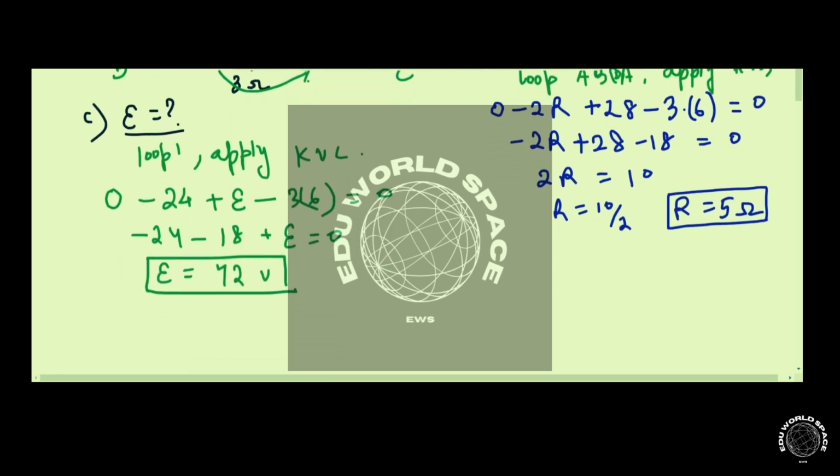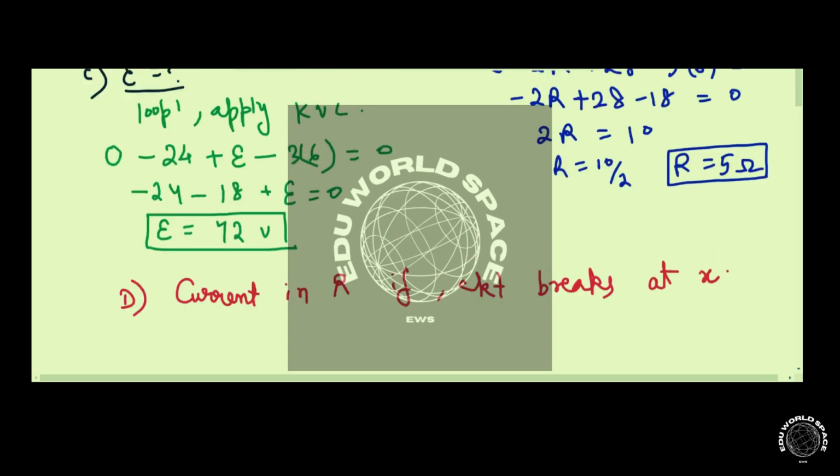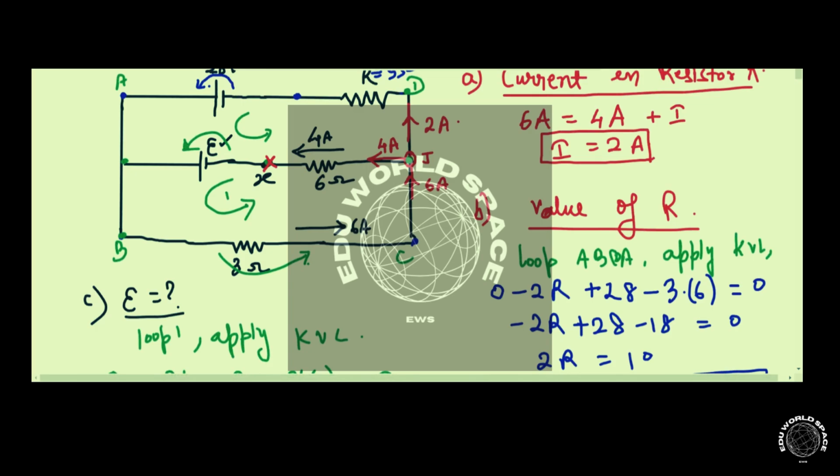And the last part, here we need to figure out the value of current in R if the given circuit is broken at point X. So if the circuit breaks at this point X, then we need to redraw the circuit. So there will be no use of this part. Let's say this part is MN. So there will be no use because the circuit is broken. There will be no flow of current. So we will have just these outer components.